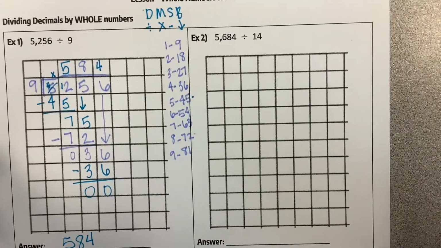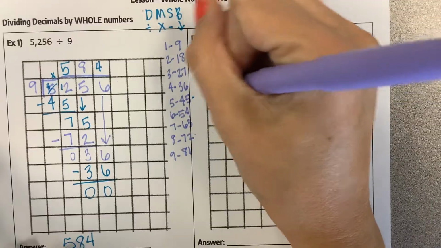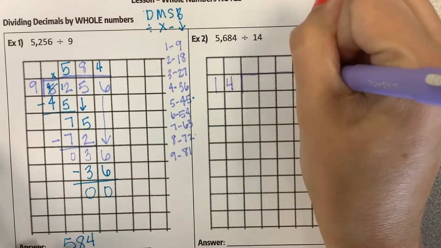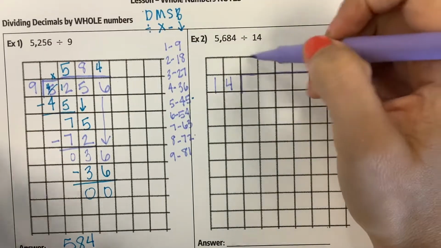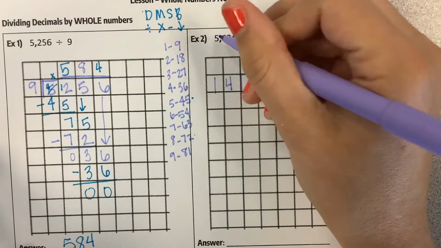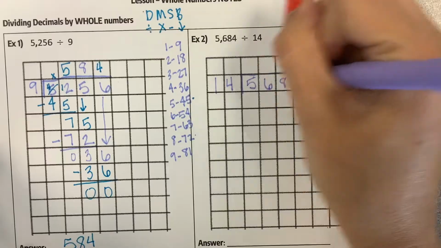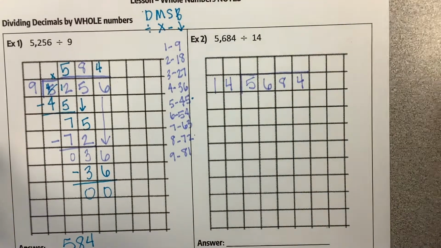Okay, let's try this next one. I'm going to start by plugging in 14 and drawing my long division sign. Again, I do this on the second row so that we have room for the answer up here. Okay, so 5,684. And then I'm going to write out my multiples for 14.